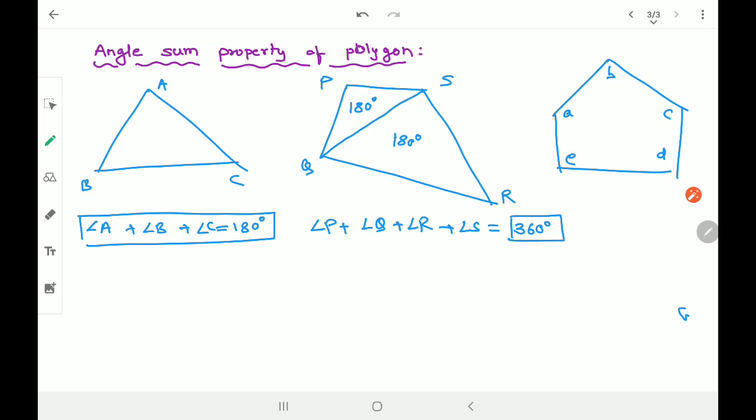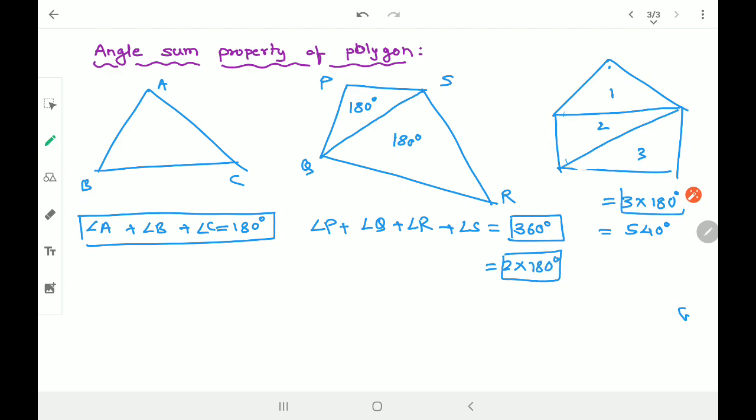Similarly, if I talk about a pentagon and convert it into the basic structure of triangles, how many triangles can it be converted into? It can convert into 3 triangles. So 1, 2 and 3. So what do you think the angle sum will be? Isn't it? It will be 3 into 180. 3 triangles into 180 is 540. Right? Quadrilateral was 2 into 180. This was 3 into 180.